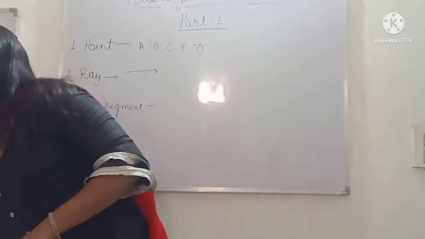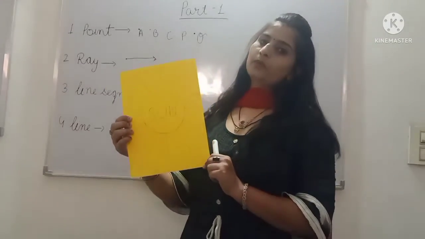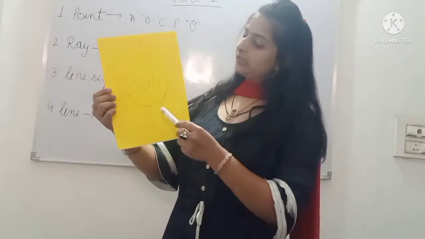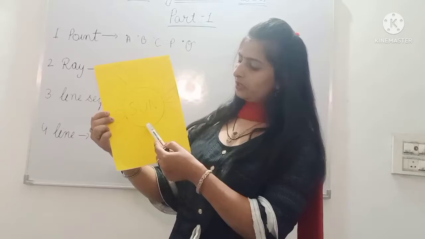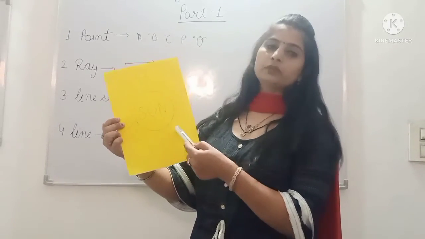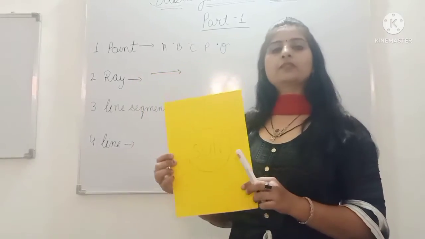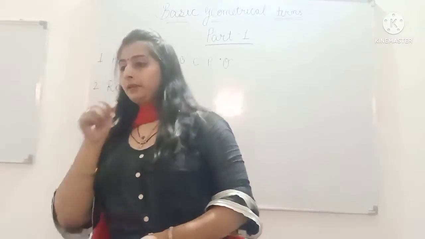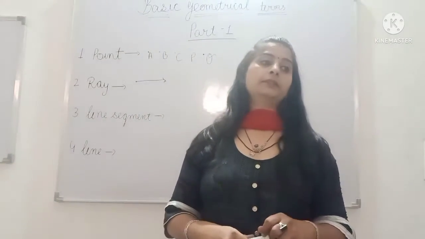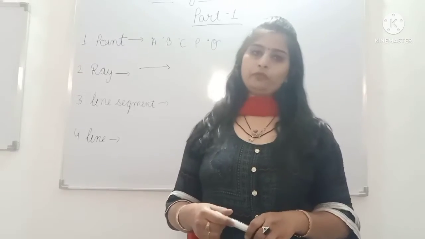So what is an example of a ray? For example, we have sun rays. Sun rays are also an example of a ray, that is, the one endpoint of the ray is the sun and it spreads extensively on the ground. Or we can say laser light or rays of a projector. These are all examples of a ray.